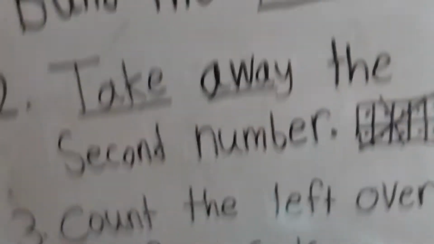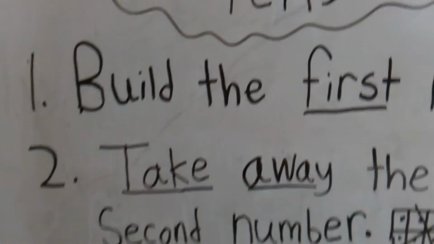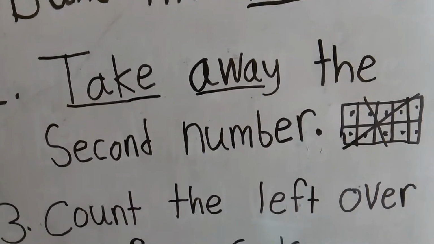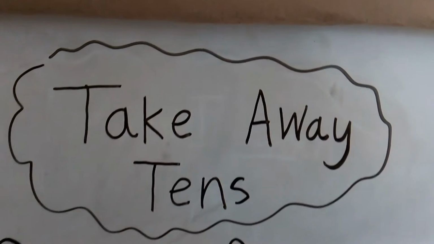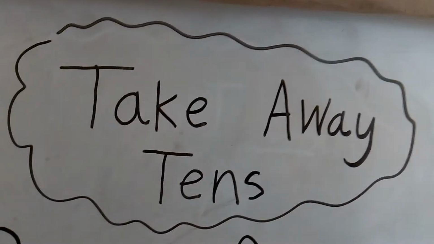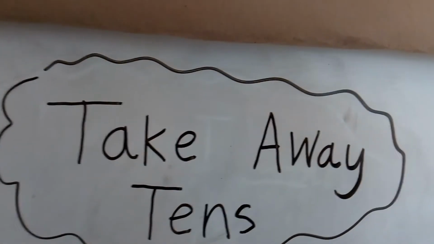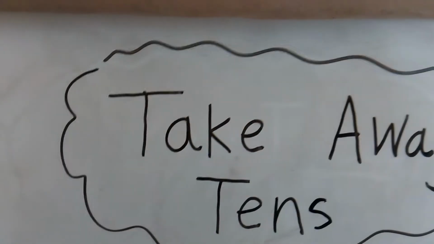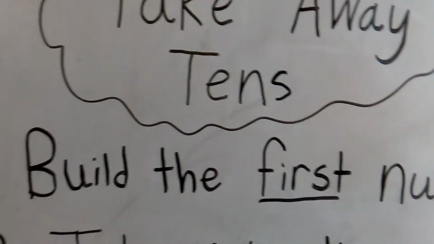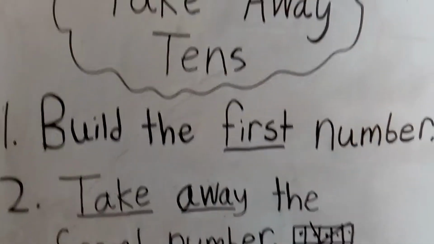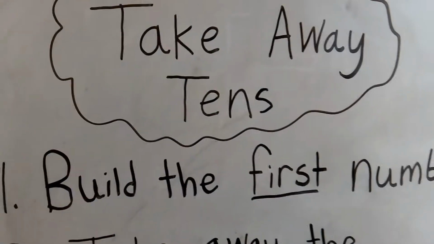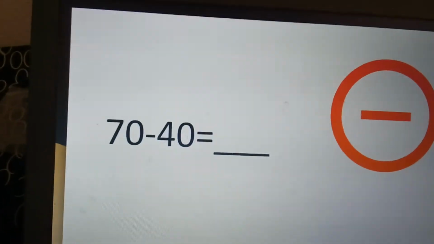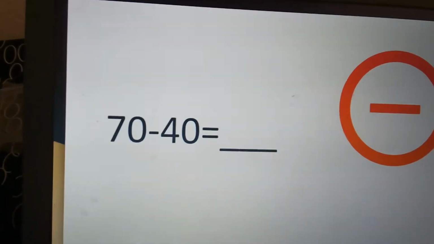So to complete these 1, 2, 3 steps, what we're going to do is first I'm going to model the procedure. Then we will do one together. Afterwards, you will independently practice taking away tens. So let's get started. So my first step is I need to build the first number in the number sentence. So let's take a look at my number sentence. 70 take away 40 equals a mystery number.